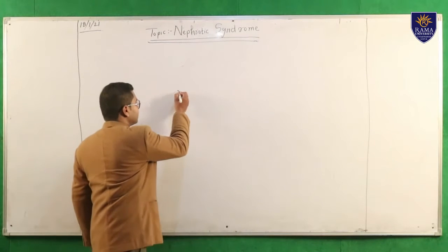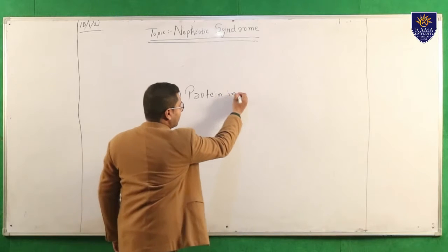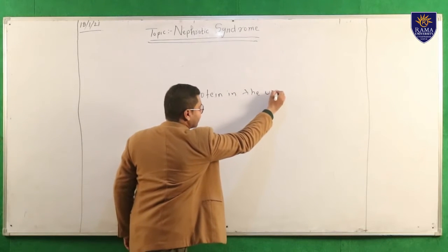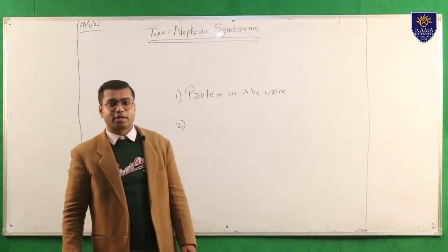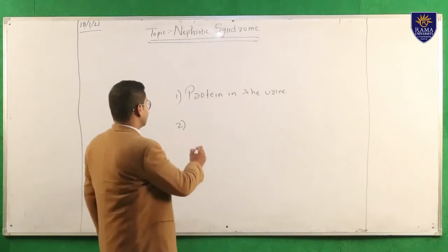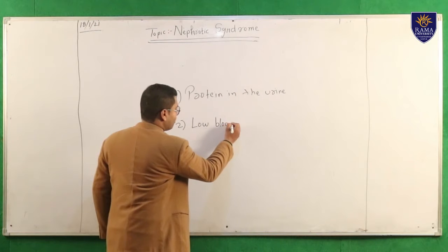Protein in the urine. The next symptom in nephrotic syndrome is low albumin level, low blood albumin.